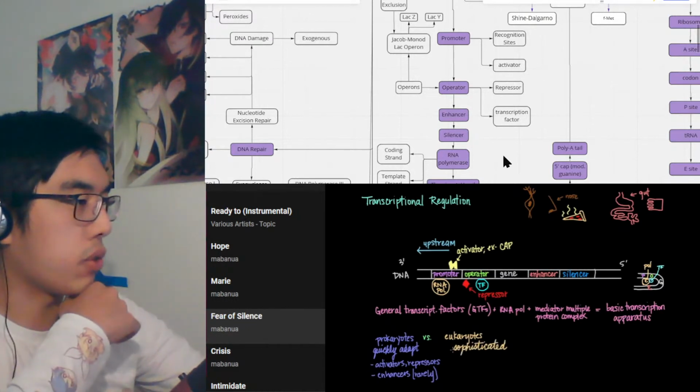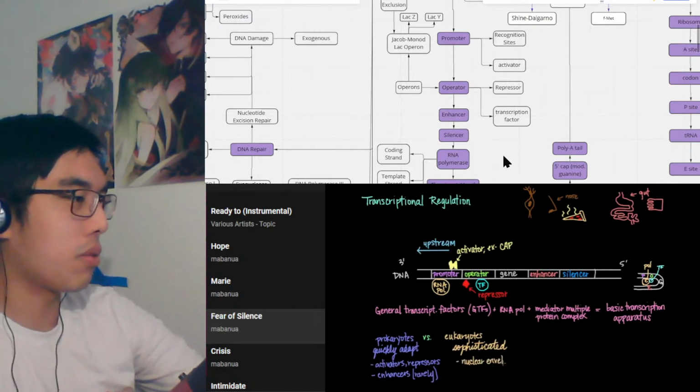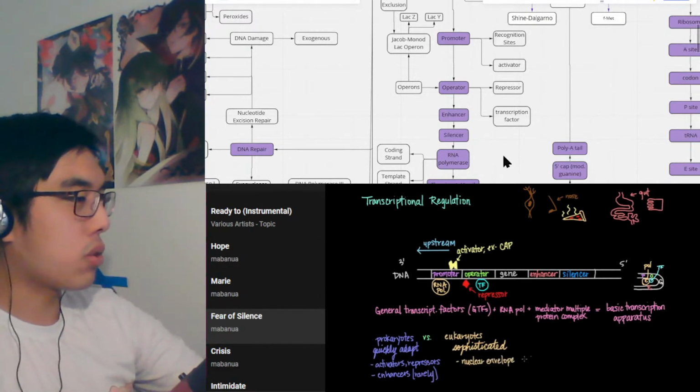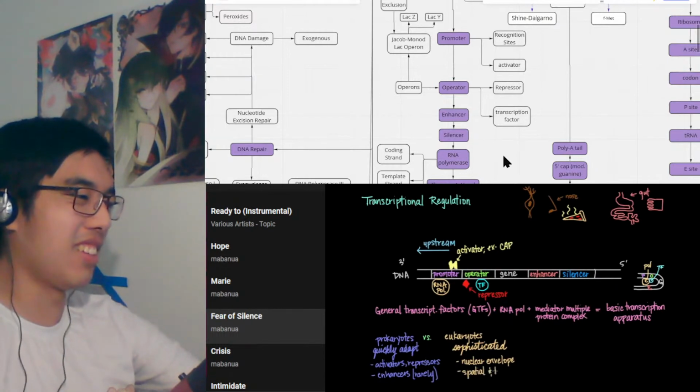And another major difference between eukaryotes and prokaryotes is the fact that eukaryotes have a nuclear envelope, which prevents the simultaneous transcription and translation of genes, and this adds an extra spatial and temporal control of gene expression.